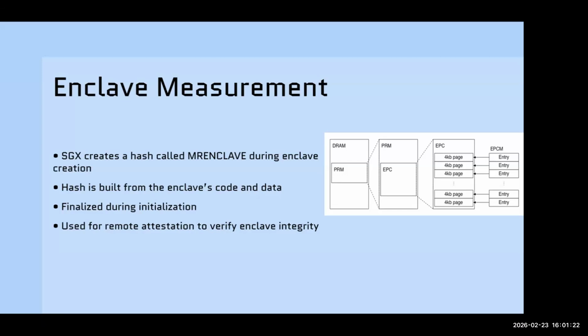This measurement is used for remote attestation. A remote system can request the enclave's measurement and compare it to a known trusted value. If the values match, the remote party knows that the correct code is running and that it hasn't been modified. For example, a cloud service might only send sensitive data if the enclave measurement matches the expected value. If an attacker tried to modify the enclave or load a different version, the measurement would not match and the connection would be rejected. So while secure paging focuses on protecting memory, measurement focuses on establishing identity and trust before sensitive operations take place.